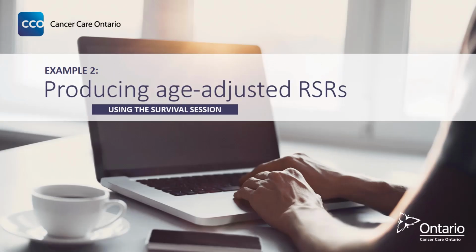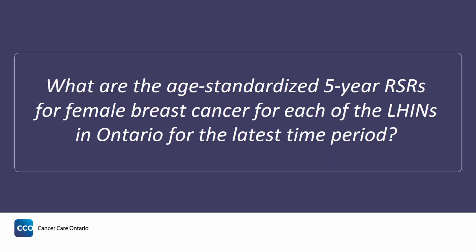In this next example, we will demonstrate how to produce age-adjusted RSRs using the survival session. For this example, our question will be, what are the age-standardized 5-year RSRs for female breast cancer for each of the LHINs in Ontario for the latest time period? Here, we will be looking at a single time period, but comparing survival between different jurisdictions which have different age distributions.